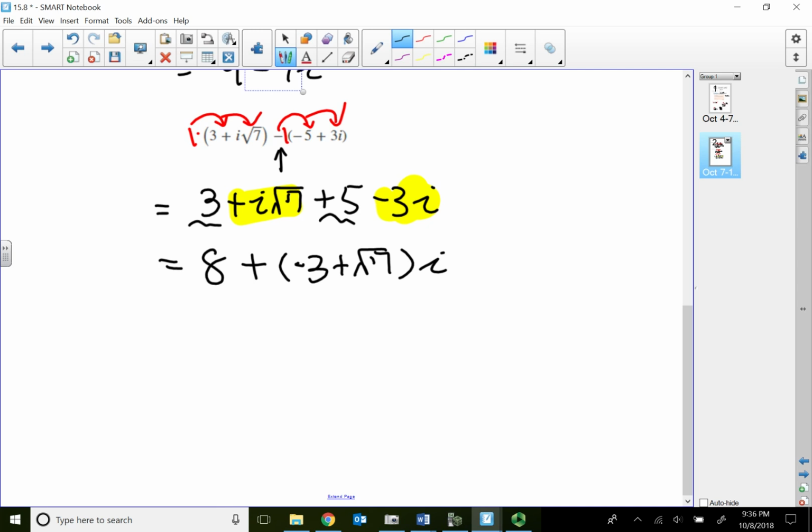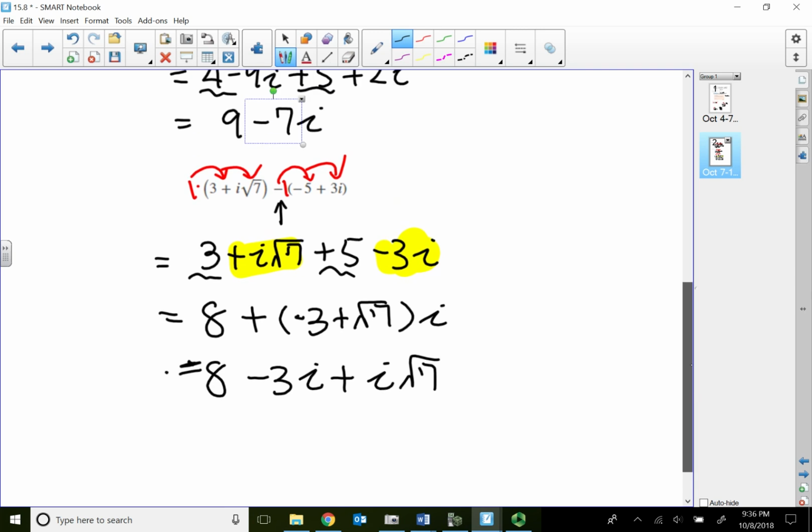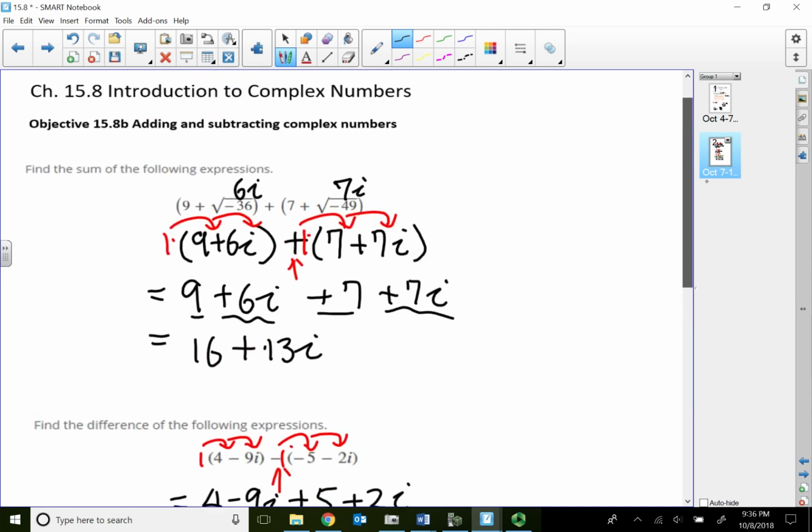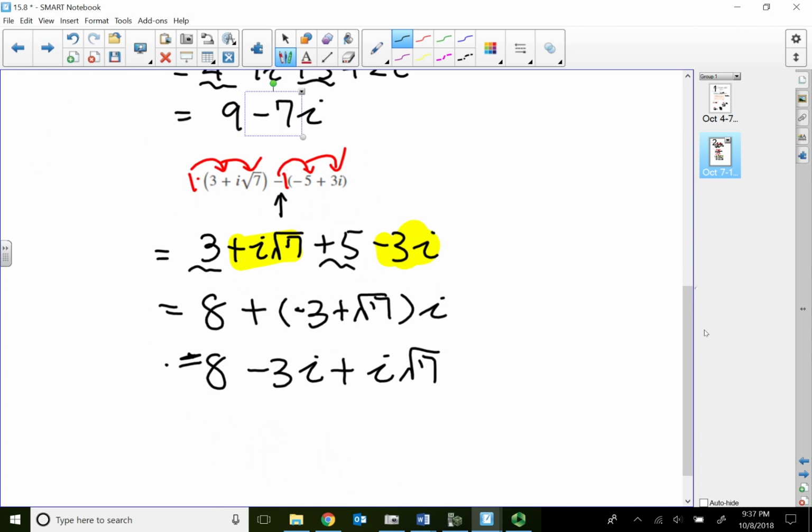So the i is on the very outside. The i can also be put right in front of this, between the plus and the parenthesis. Or you can just key it in as 8 minus 3i plus i times the square root of 7. I just put the radical term on the very back. Okay, so that's also the same thing. Either way will work. So I just quickly showed you how to add and subtract complex numbers. That will conclude this lecture video. Thank you for watching.